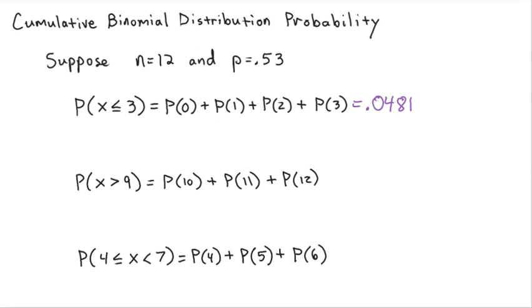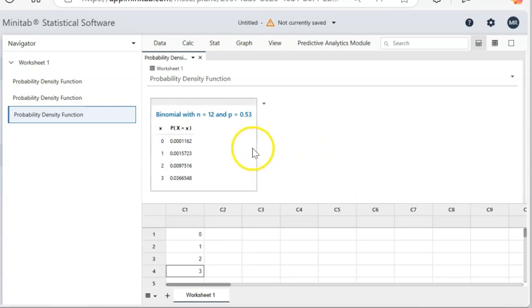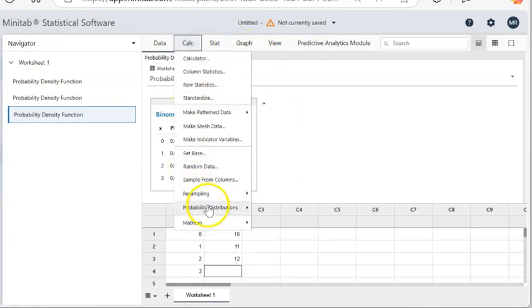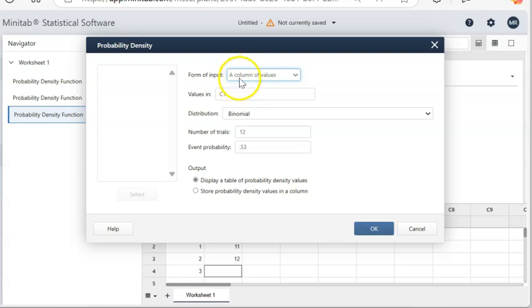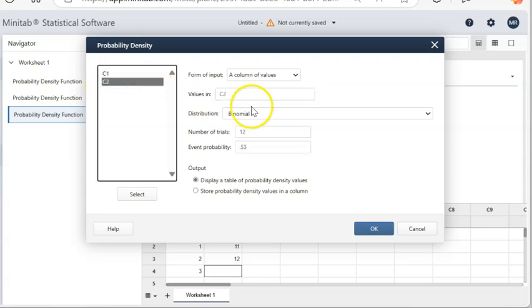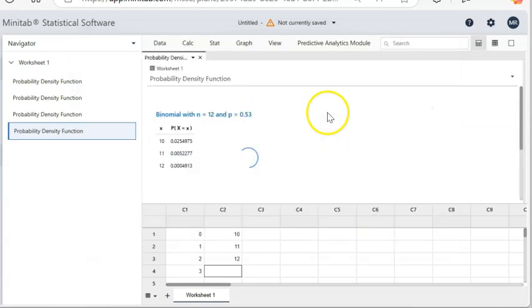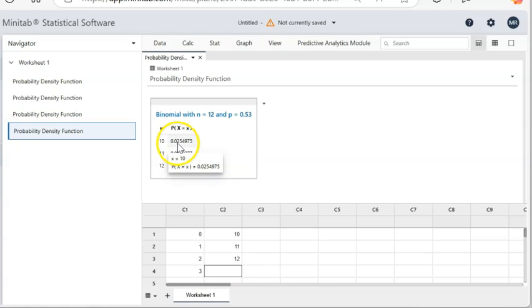So if we go over to Minitab, maybe in C2 here, we can put in 10, and 11, and 12. And then we can go to Calculate, Probability Distributions, Probability Density Function. And then in Values, we'll do a column of values, but this time we're going to use column C2. And look, we could even get it from all the way over here. Binomial, n is 12, p is 0.53. We'll hit OK. And look, here they are. We have 0.0254975, and then 2 more of them.